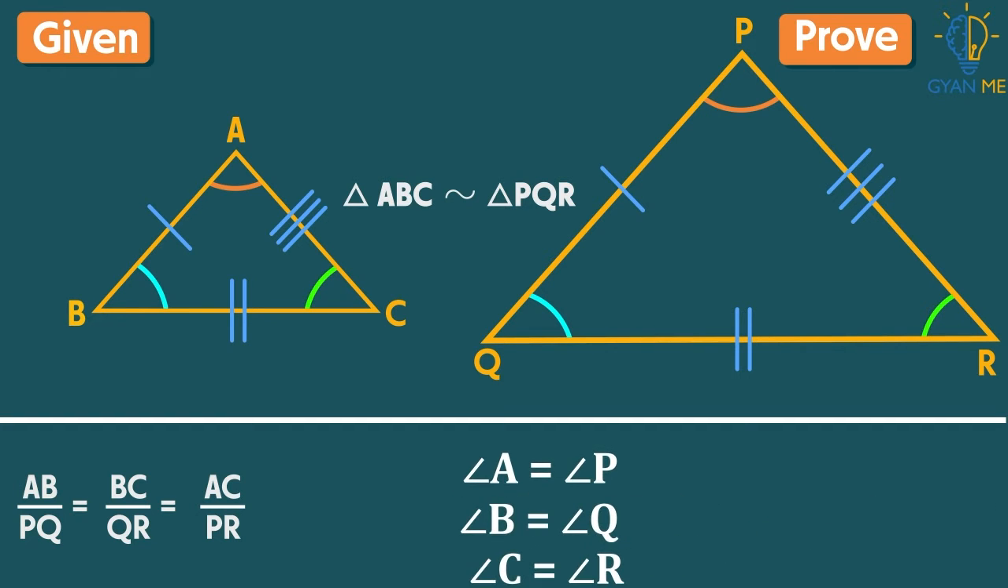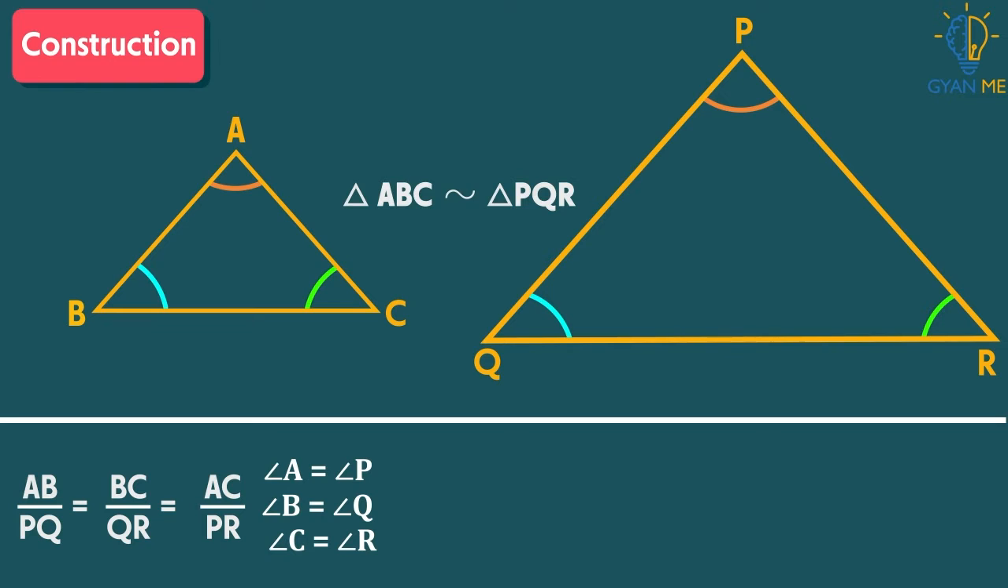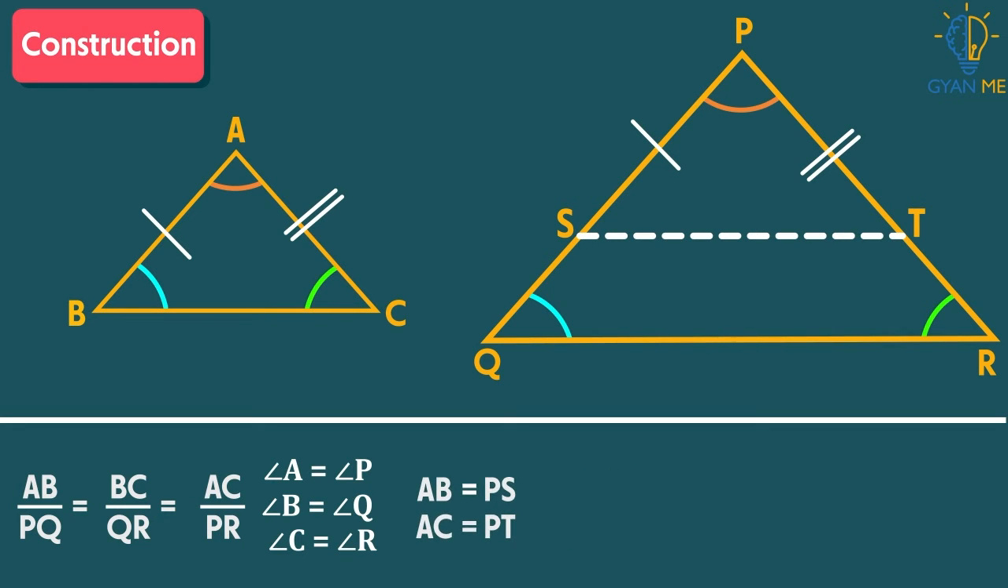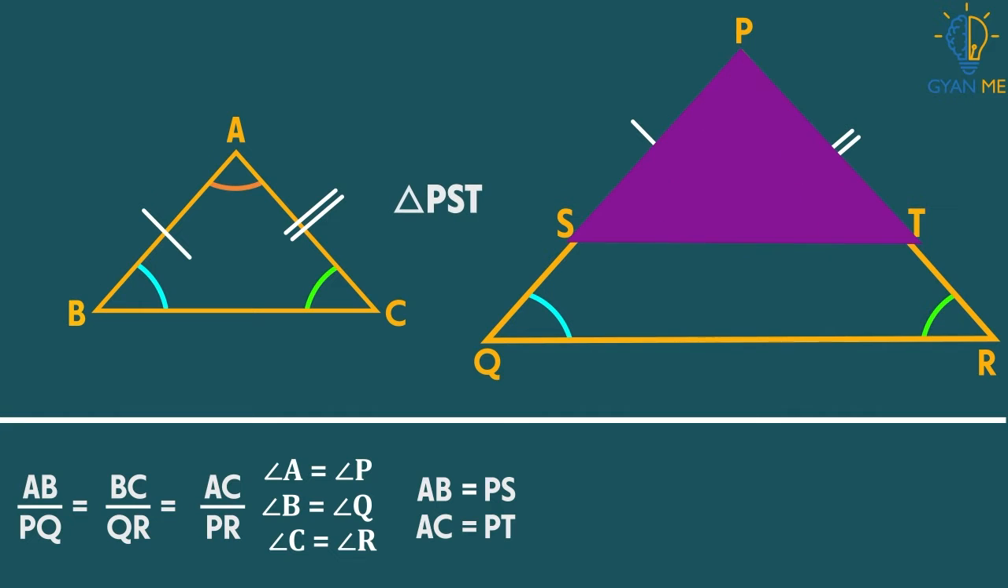For that, we have to make some constructions. Accordingly, draw line ST in triangle PQR in such a way that AB is equal to PS and AC is equal to PT. So now we have triangle PST. So let's prove this theorem.